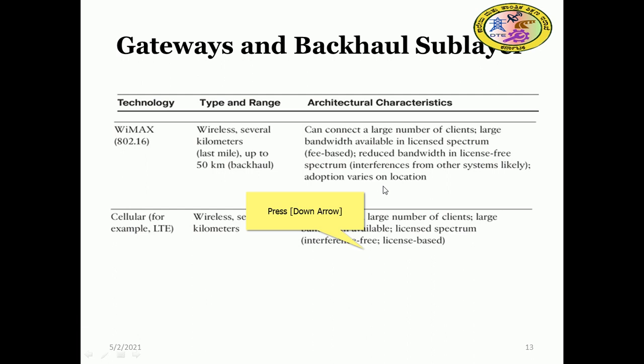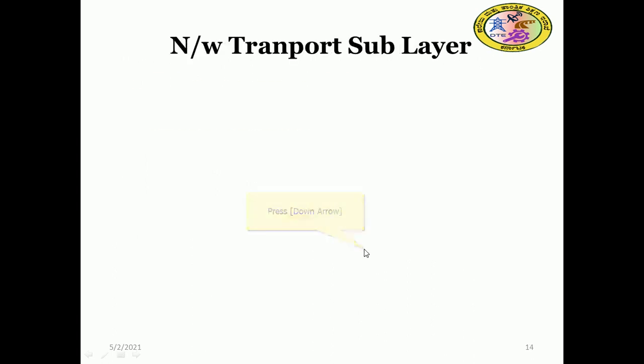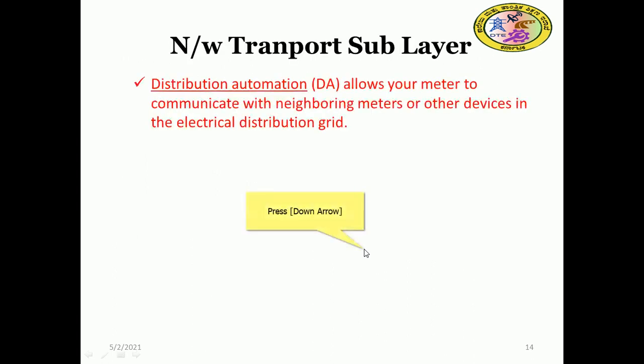So coming to this one more cellular, that LTE. Most of today's GPS and GPRS is using CSMA, wireless several kilometers, can connect a large number of clients, larger bandwidth available. It is a licensed spectrum, also interference free, license based. So coming to this transport sublayer of the part of the layer 2 communication network layer.